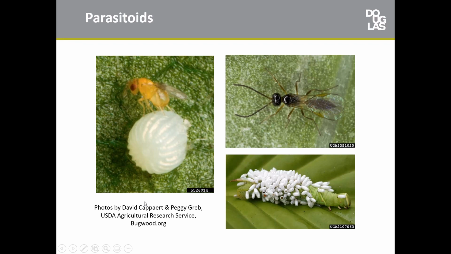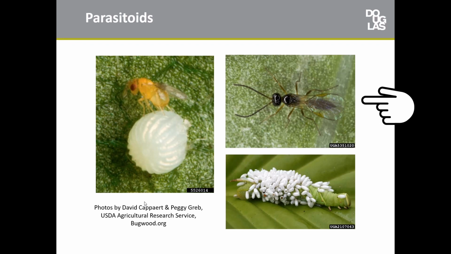Another type of organism you probably haven't heard of is parasitoids. Parasitoids are insects that parasitize other insects. On the left, you see one of the smallest insects on planet Earth. This is a trichogramma wasp laying its egg inside of a caterpillar egg. And what happens is its larvae hatch inside the caterpillar egg, feed on the contents of the egg, and then kill the caterpillar before it even hatches.